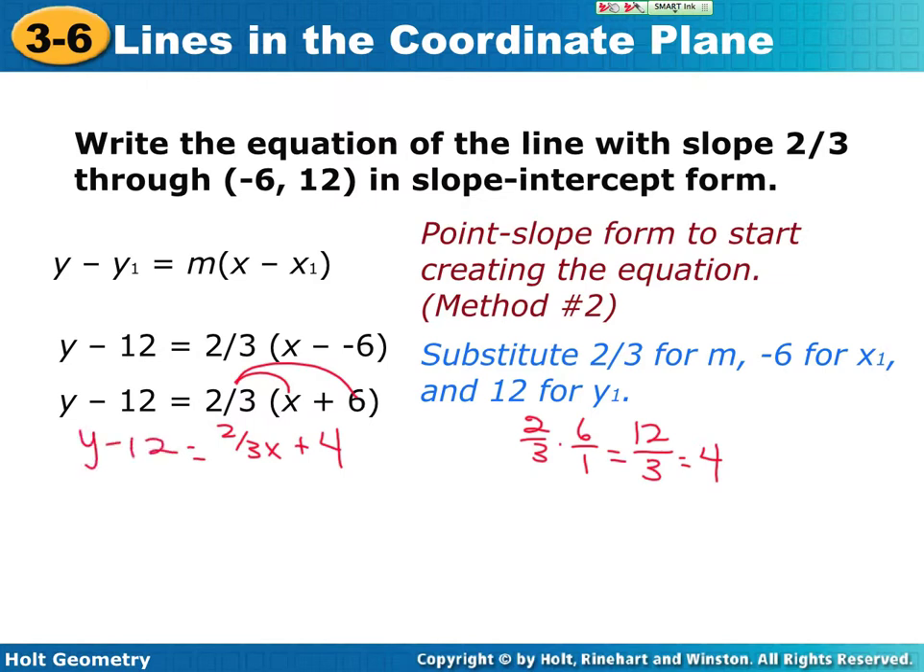Then to get it into slope-intercept, the only thing you have to do now is move this 12. So to move it, add 12 to each side, put it with what you can. So you should have y equals 2/3 x plus 16. Did I do that right? Figure out if you did a sign wrong or something maybe. Okay, question?